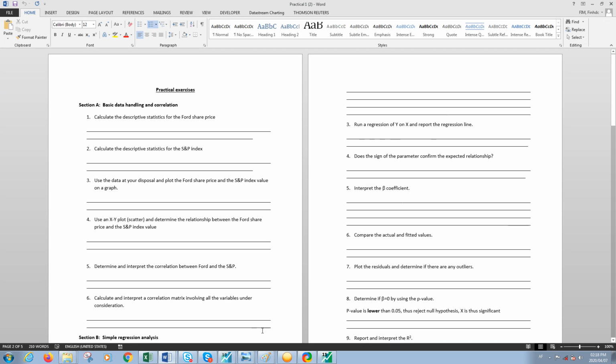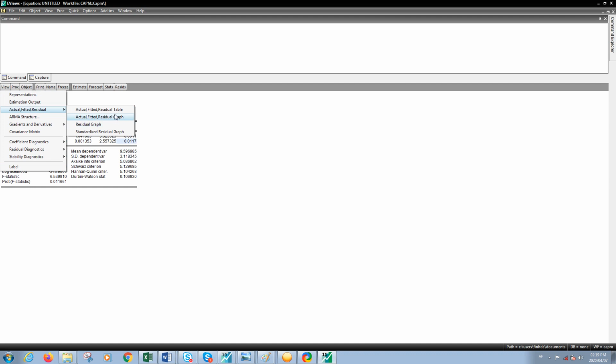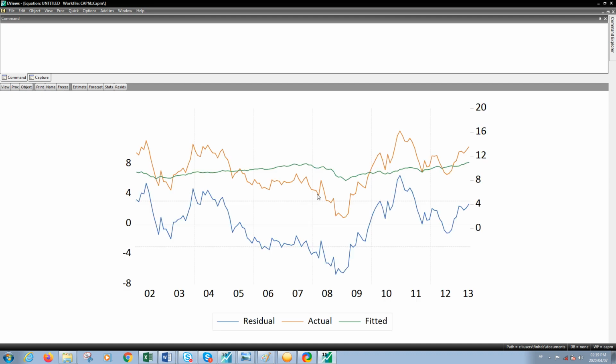Compare the actual versus fitted values. This is just for interest's sake to see how good or bad our estimations were. So within your equation you go to view, actual versus fitted, go to the graph so that you can visually analyze it, and here you see the red line is what we estimated with our regression analysis. This is what we've estimated it to be, and this is what it actually was.